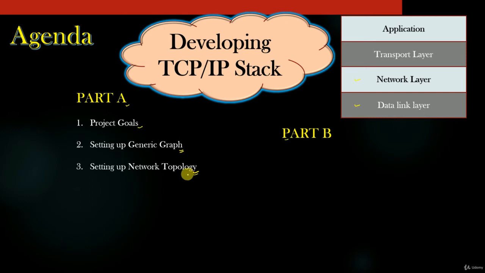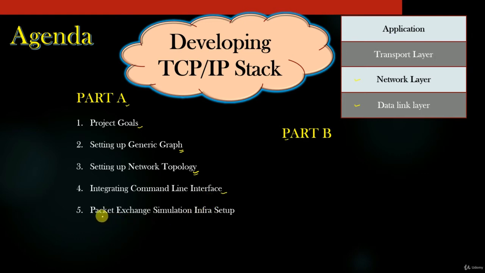Now since the nodes of the graph will represent routing devices, in order to interact with those routing devices, we would need a command line interface. So we will integrate an existing command line interface library into our project so that as an end user, we can configure our network topology using the command line interface. And it is also a prerequisite that the nodes of the graph which represent routing devices should be able to carry out packet exchange with the neighbors.